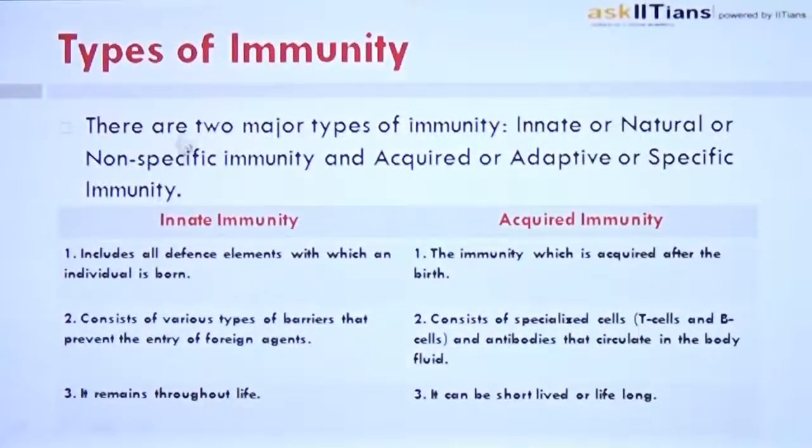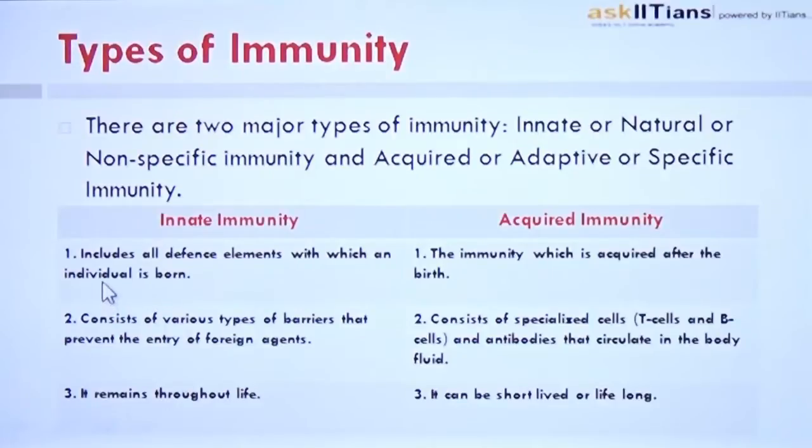Now we have to see the types of immunity. There are various types of immunity, but the two major types are innate immunity and acquired immunity. You can see innate immunity and acquired immunity. Innate immunity is also known as natural immunity or non-specific immunity. And acquired immunity is also known as adaptive or specific immunity. So let's have a look at the differences between innate immunity and acquired immunity.